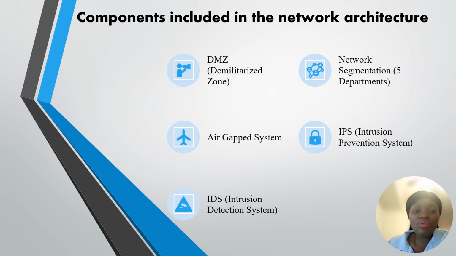The air-gapped system, or air-gapped computer, is an isolated computer that is not directly connected to the internet or an unsecured network. They are separated from other networks, and data transfer can only be done through physical means such as a USB or any removable media.